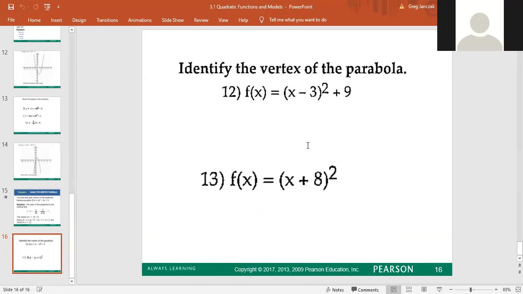All right, let's look at this one here. There's two of them. So you've got here 12, f of x equals (x minus 3) squared plus 9, and 13, f of x equals (x plus 8) squared. Okay, and we want to identify the vertex. That's all we want to do.